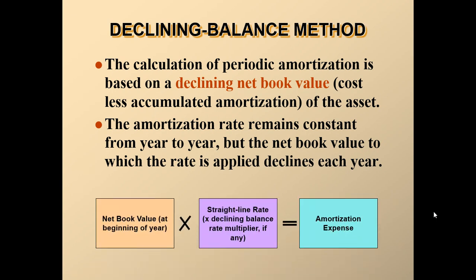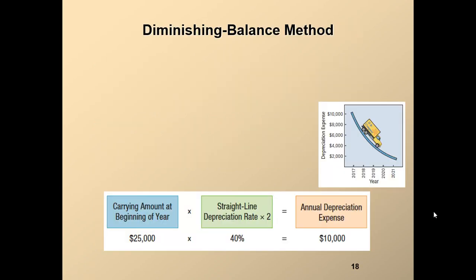Essentially what the net book value is, however much the asset is worth at the end of year one, that's going to be your beginning net book value for year two. Anyways, I'll explain with the use of this specific slide itself.